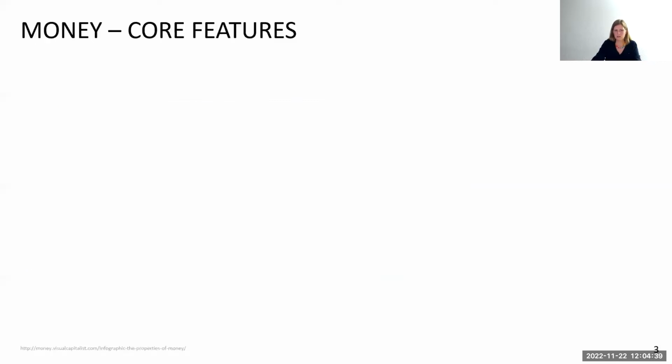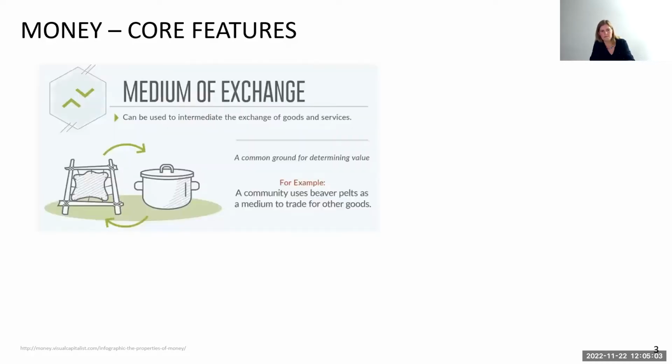Okay, but let's start first with the simplified overview of what money is and what its core features are. Because in academia and practice, there are three features that are meant to be around in order for something to be called money. And the first one is medium of exchange. So this means that money can be used to intermediate the exchange of goods and services. The involved parties agree on a common ground for determining value.